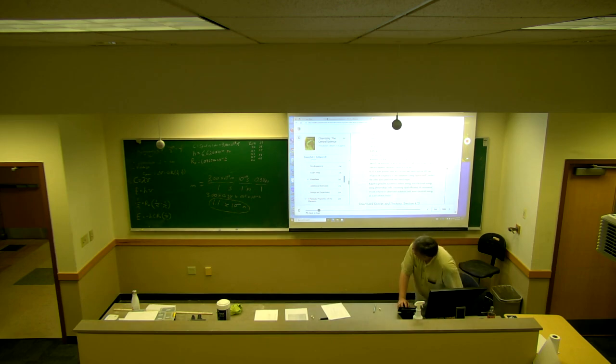What else do I have? 21 and 22. So 21 is you solving for frequency. When it says predict the color, you can predict the color just from looking here. 650 nanometers.